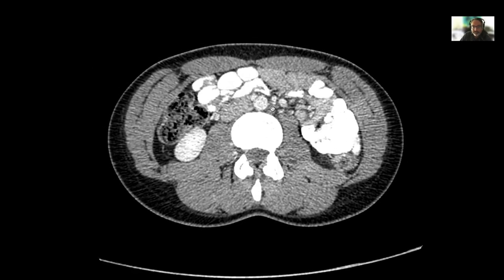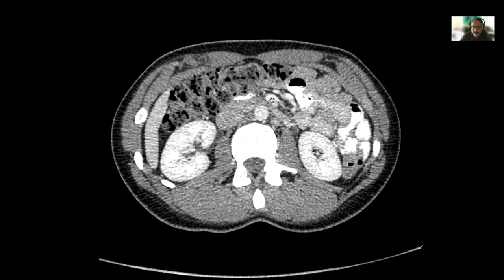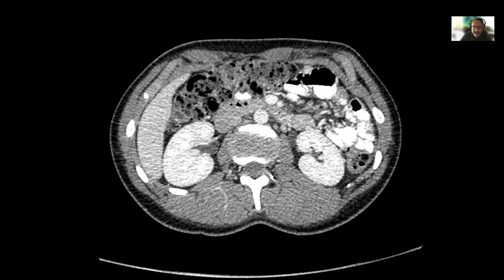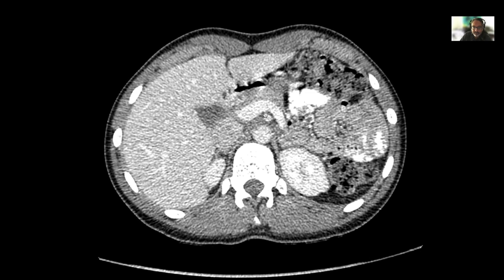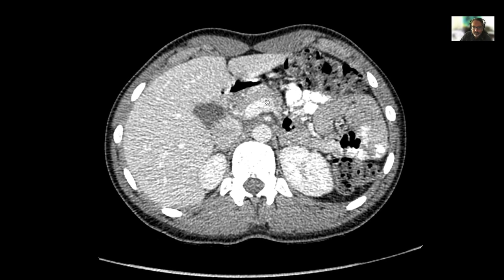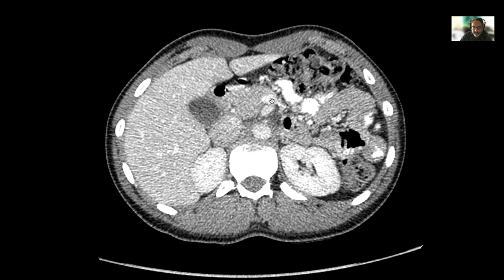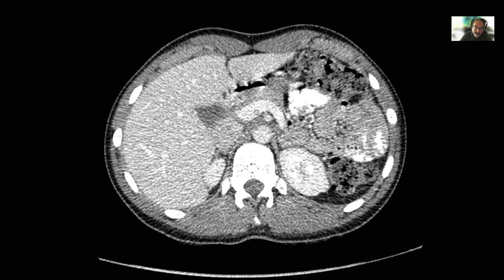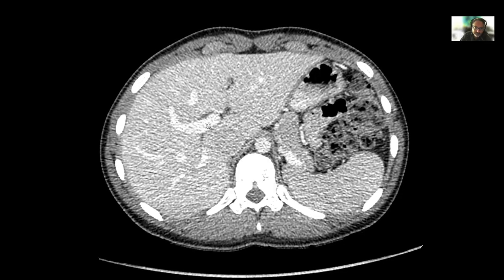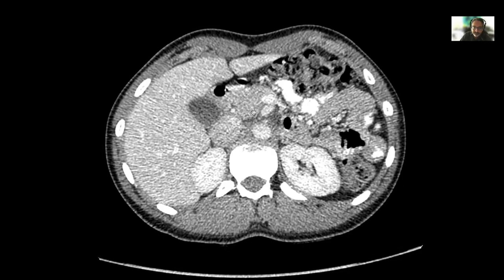But let's go back up. It's a nice big vein. You see that? That's the superior mesenteric vein, and you will see it join the splenic vein right at this point. That's the superior mesenteric vein joining the splenic vein and continuing on as the portal vein, which then goes into the liver. So that's the superior mesenteric vein.